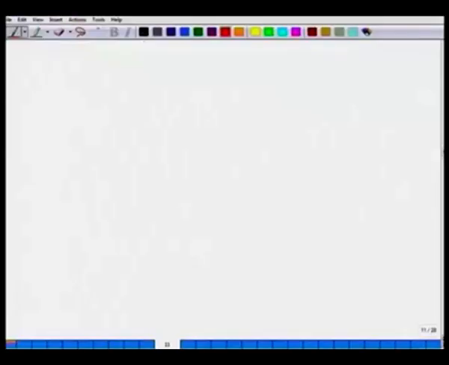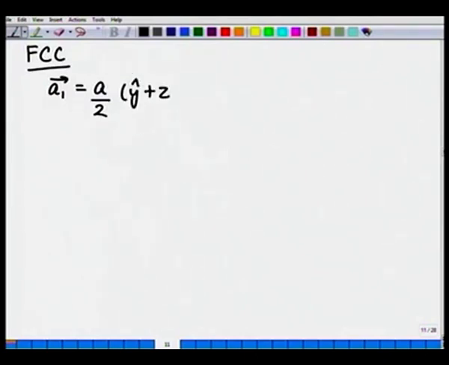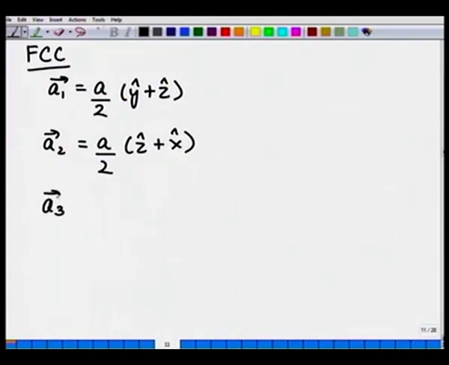Let us move on to this. Now we will take the FCC case. So we have done simple cubic. Now let us do face centered cubic. Recall again, I am going to repeat what we wrote on the last page. A1 of course was equal to a by 2 (y plus z), A2 was equal to a by 2 (z plus x), and A3 was equal to a by 2 (x plus y).